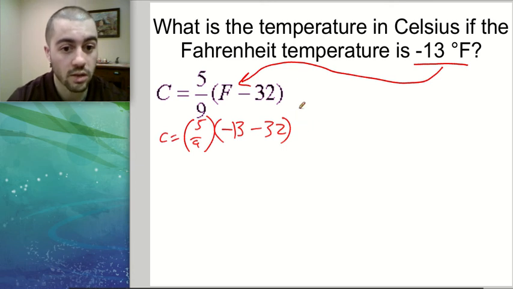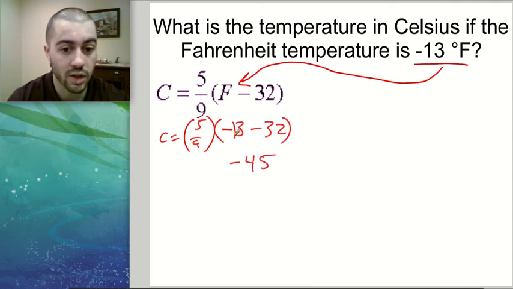So again, the key is following order of operations. We have to do what's inside the parentheses first. So we have to do negative 13 minus 32. So be careful with your signs and your negatives here. When we do negative 13 minus 32, this is going to give us negative 45.